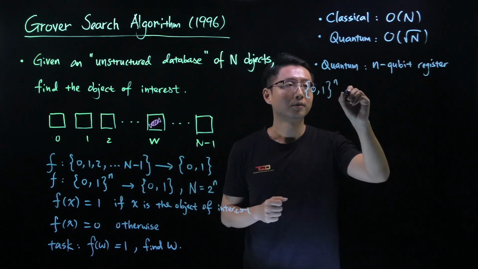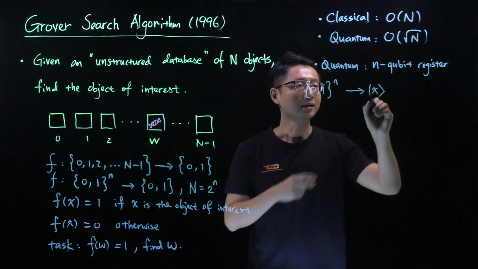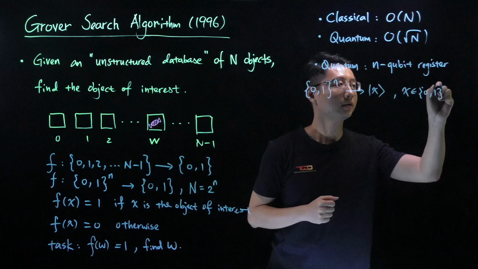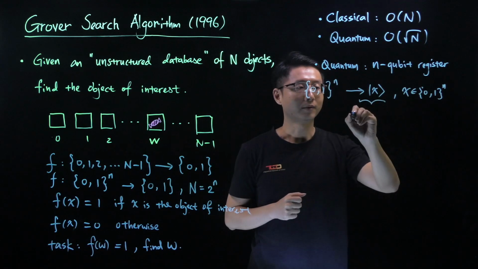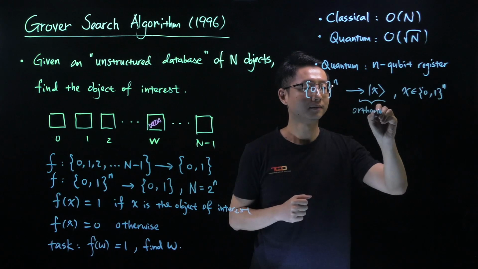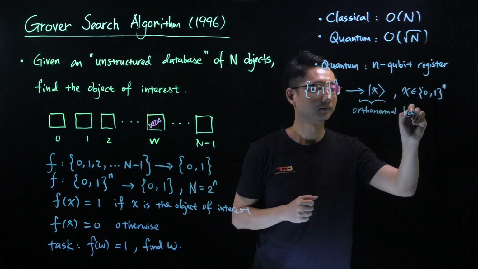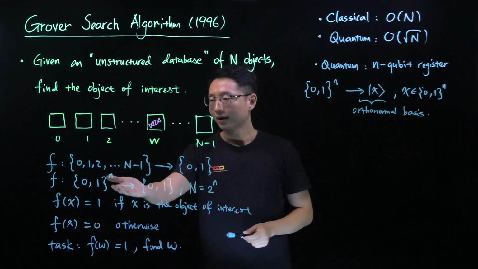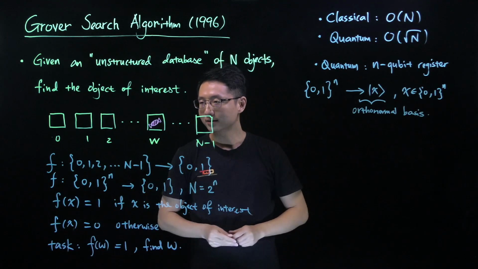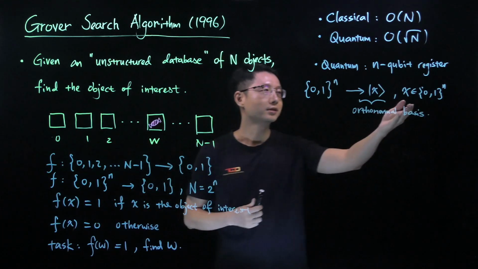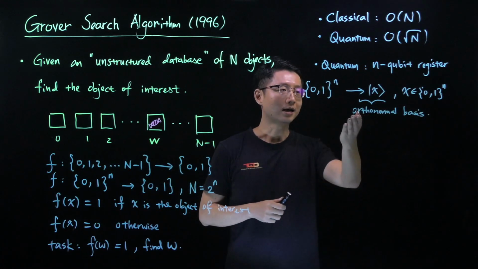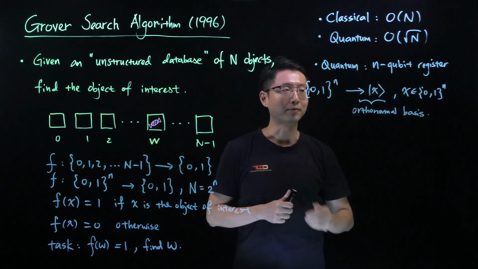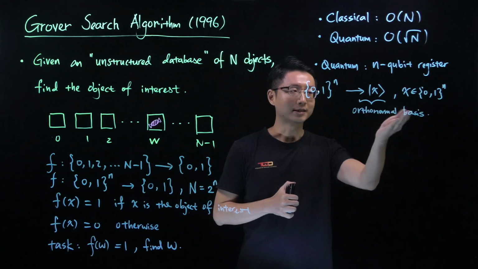So the n bit will be replaced by ket x, where this ket x is an n bit string, but this we will assume is an orthonormal basis. So for example, if we have small n equals 3, for 3 bits we have 8 boxes, so we can use a 3 qubit register, and our orthonormal basis will be the usual 000, 001, all the way until 111, altogether 8 basis kets.